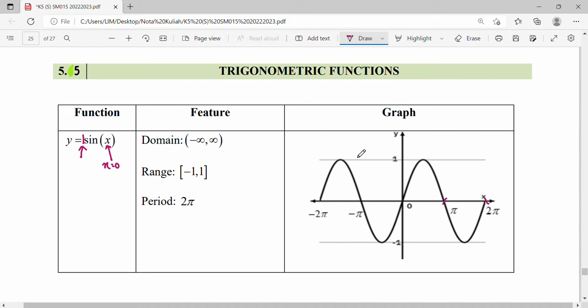If we have a plus or minus value outside, it means the whole graph will be moved up by k units, or if negative, it will be moved down by k units. So when we draw a trigonometric graph, we have to know your amplitude, what value of x you start on, and whether your graph is moving up or down for that value.